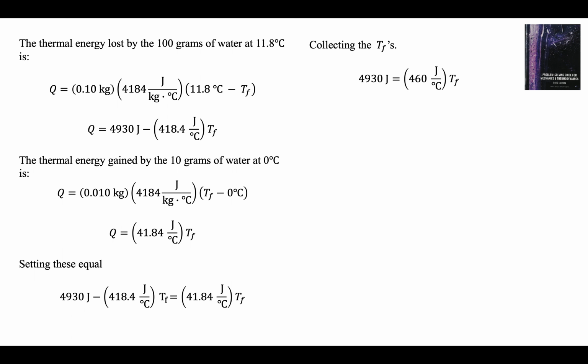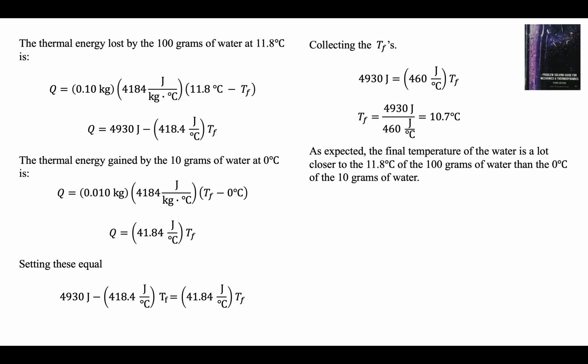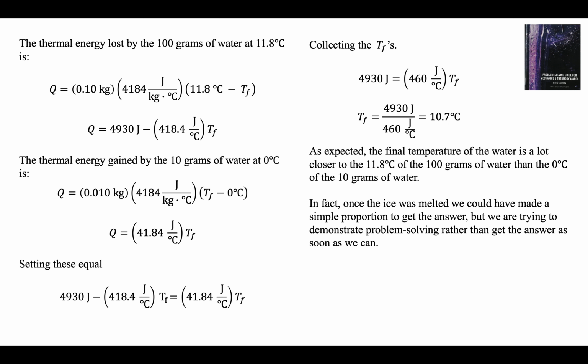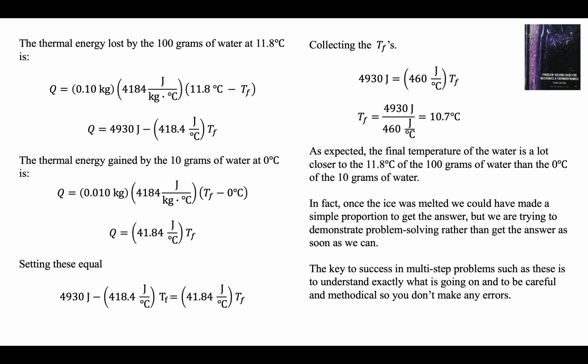We can collect the T final terms, divide by 460 joules per degree Celsius, and we get 10.7 degrees, and that's sort of as expected because there's 100 grams at 11.8 and only 10 grams at 0. It's going to end up a lot closer to 11.8 than it is to 0. They have the same heat capacity. They're both liquid water. We could have just set up a proportion, but let's do it so you can use it to solve any problem.